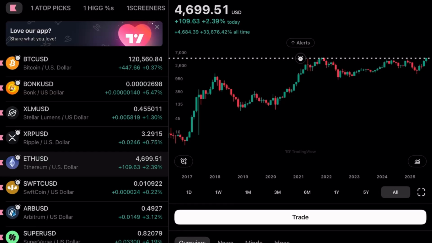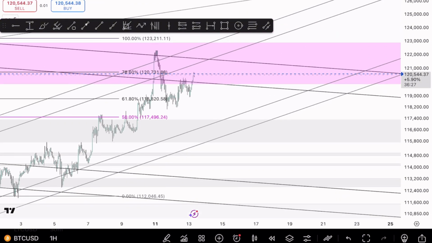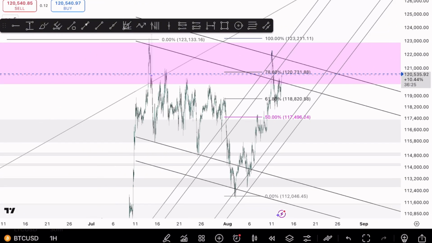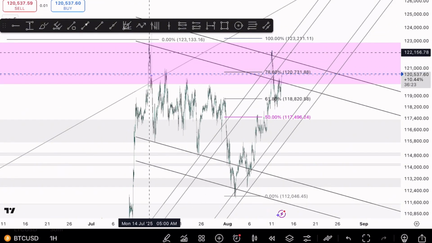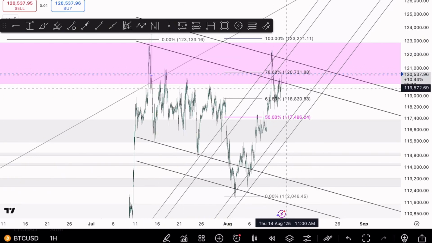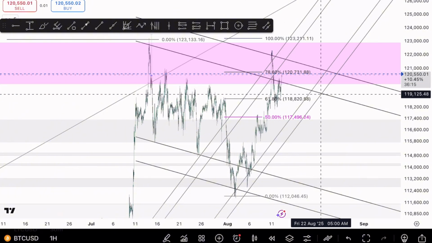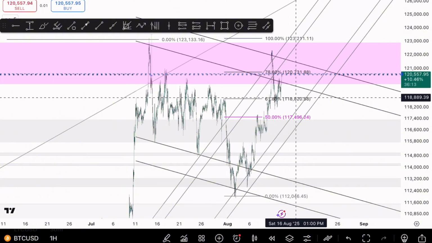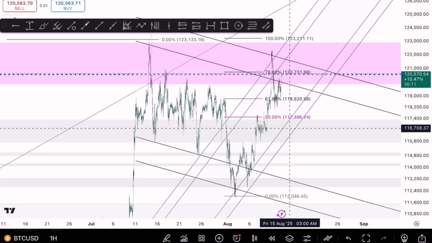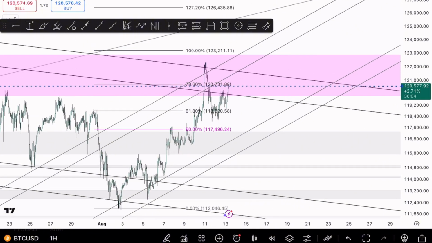All right, so let's go to Bitcoin. So Bitcoin is at 120 right now. It's in this major resistance. It hit this top. Now it's hitting the bottom of this parallel. So it's trying to, let's see if it's gonna come out of there. So I'm gonna move my alert.